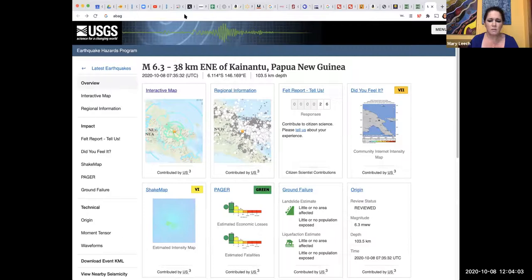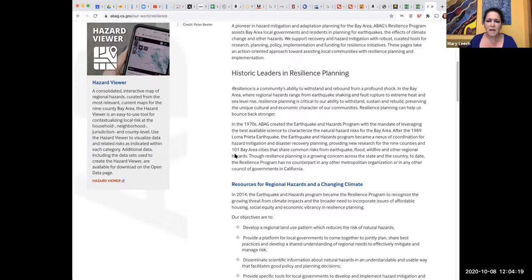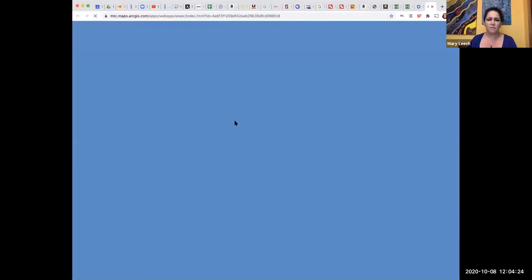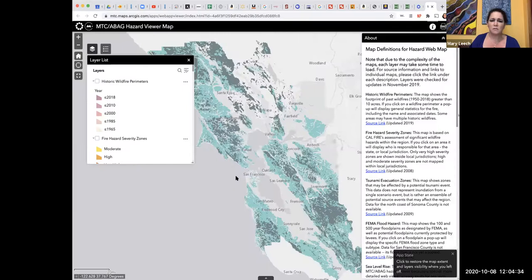Earthquake hazard map. I never remember the website, so I just navigate to it. This is all about preparing for an earthquake, this resilience program. And then it has links to the hazard viewer. That's what I'm after. This is the one that I said I can't put an address in anymore, but you can go to this and look.